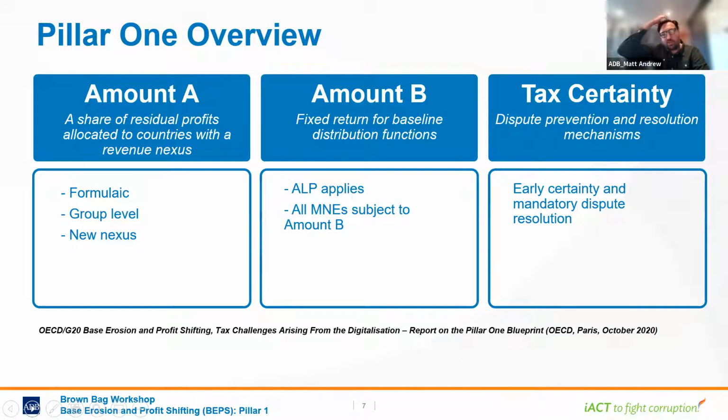On the right-hand side, tax certainty. The July and October inclusive framework statements make it clear that in-scope multinationals will benefit from dispute prevention and resolution mechanisms, which will avoid double taxation for Amount A, including all issues related to Amount A. What's specifically called out is that those related issues include transfer pricing and business profits disputes, and that they would seek to do this in a mandatory and binding manner.